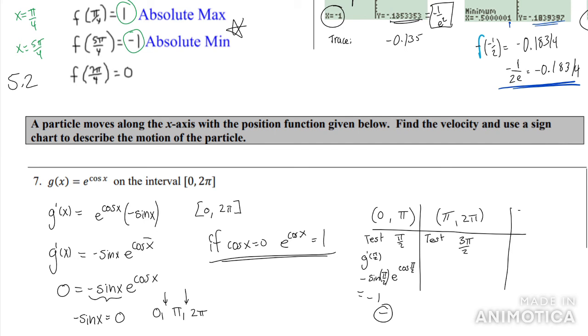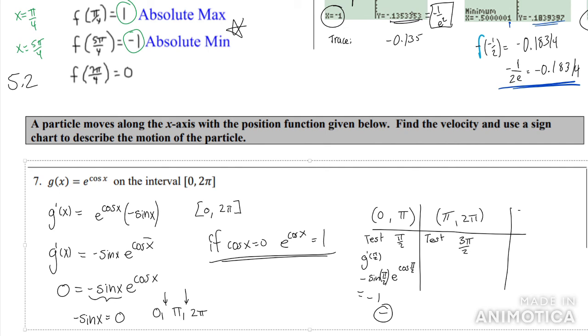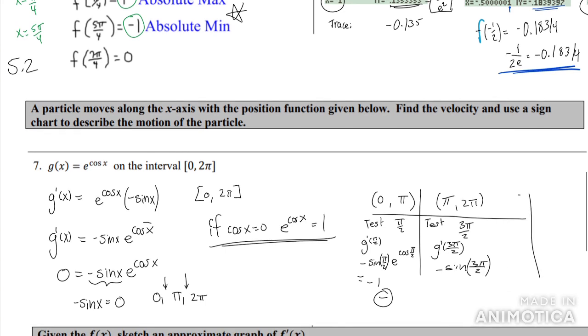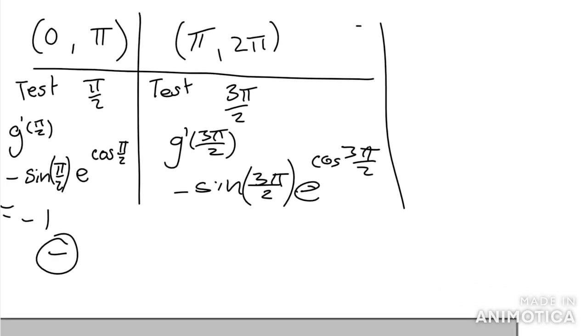And then from here, testing 3 pi by 2, again I can plug this in, so I have g prime of 3 pi by 2. So I'm going to have minus sine, and maybe you can already see what's happening here. e to the cosine of 3 pi by 2. And again, you're only looking for the sign, so pick values that make this as easy as possible. This here goes to 1 again, and so really this part cancels out.